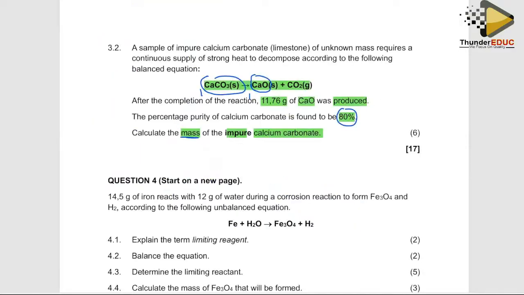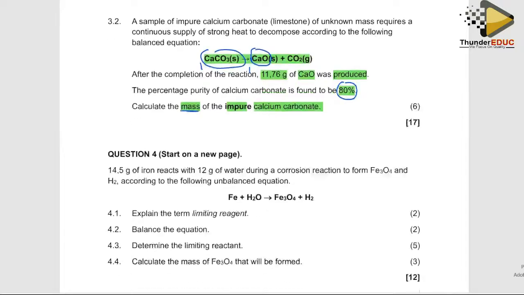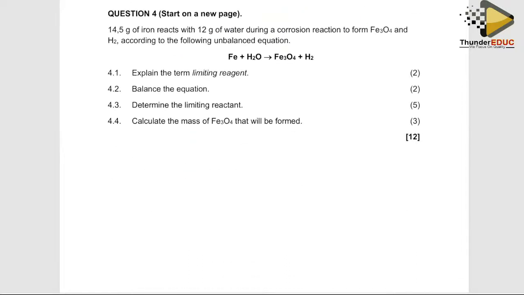Then we proceed to the next question, which is question number 4. Question number 4 reads: 14.5 grams of iron reacts with 12 grams of water during a corrosion reaction to form Fe3O4 and H2 according to the following unbalanced equation. So this equation is not balanced. Then we are asked to define the term limiting reagent.